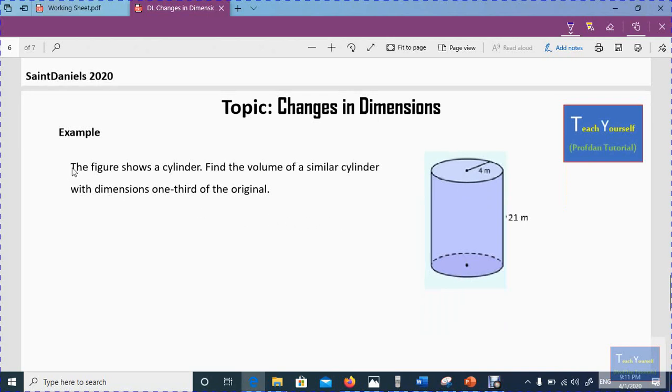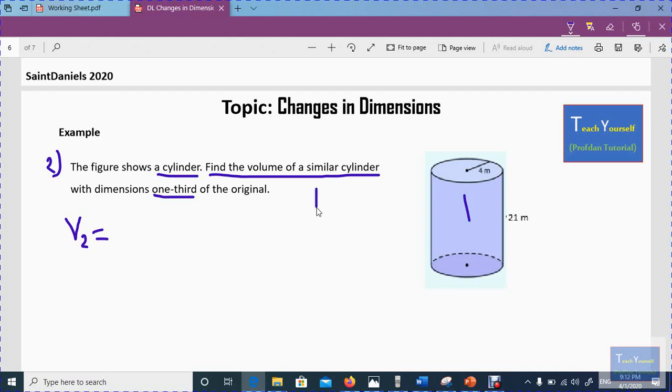Okay, in this case, example 2, we have the figure shows a cylinder. This is a cylinder. Find the volume of a similar cylinder with dimensions 1/3 of the original. This is the original cylinder given. Let's label it 1. We are looking for the volume of a similar cylinder. Another similar cylinder, let's label it volume 2. That's what we are looking for, okay? With dimensions 1/3 of the original. So the dimension of the second figure is 1/3.